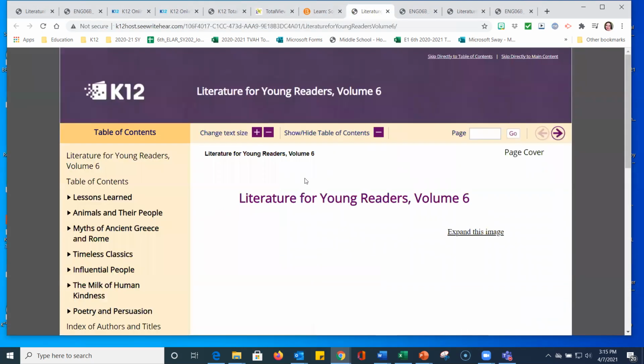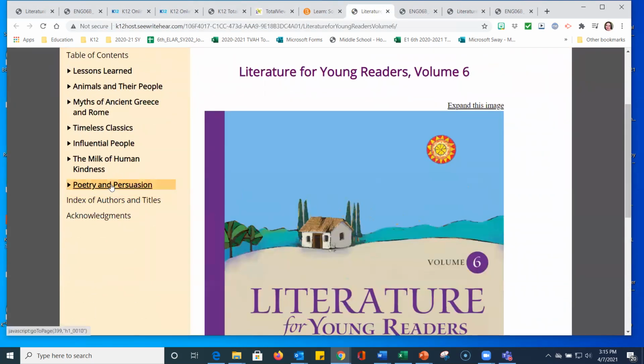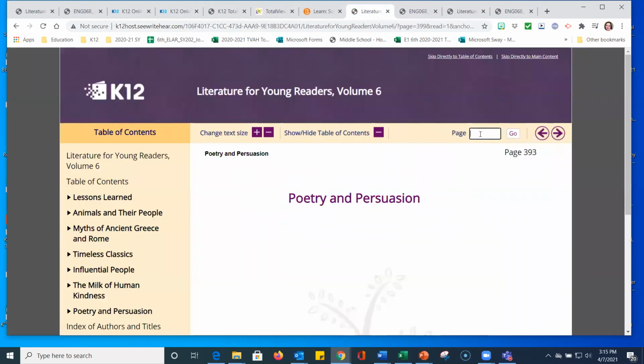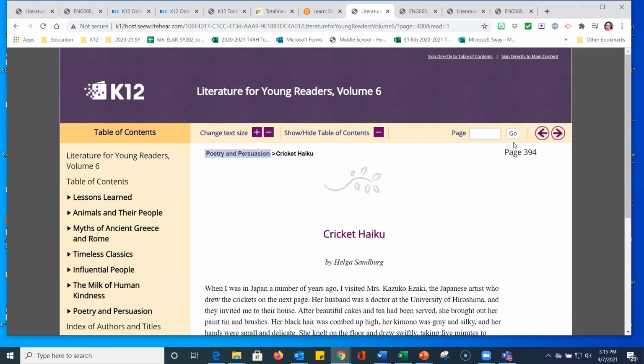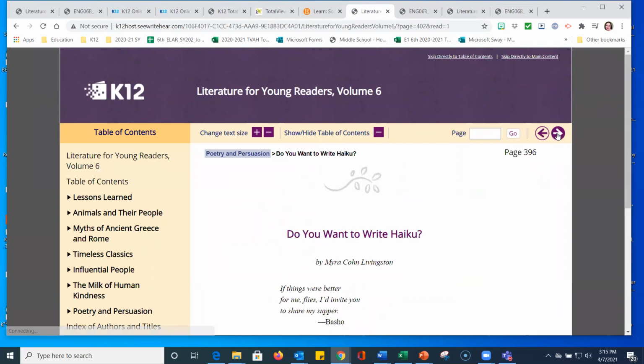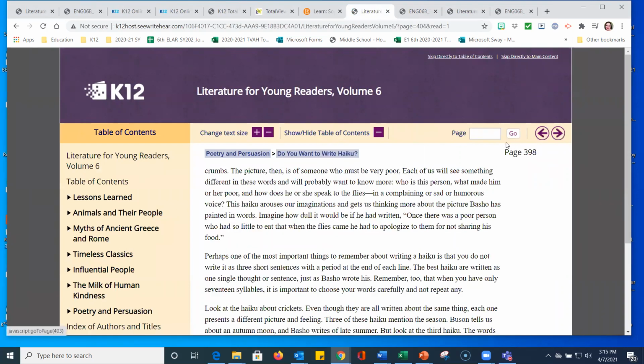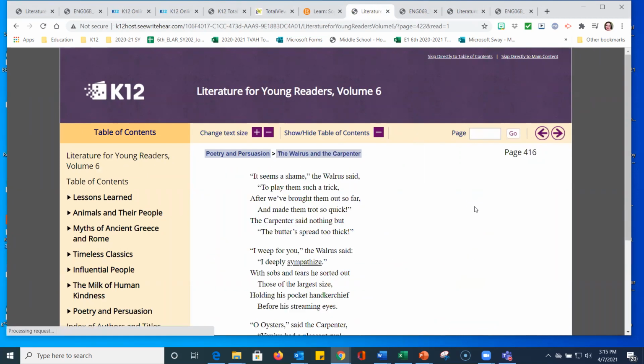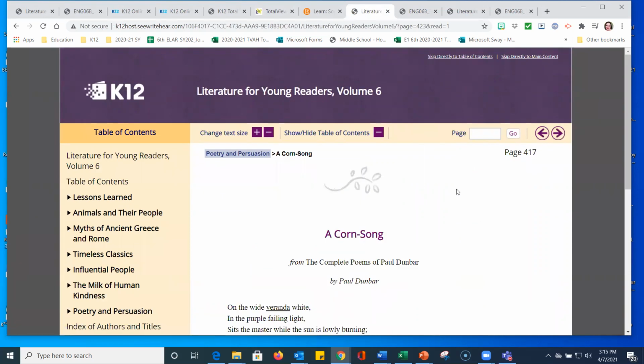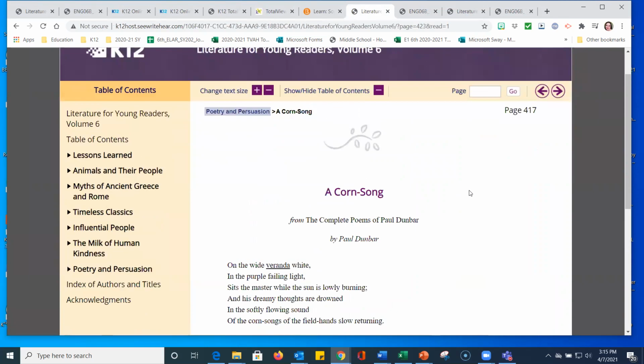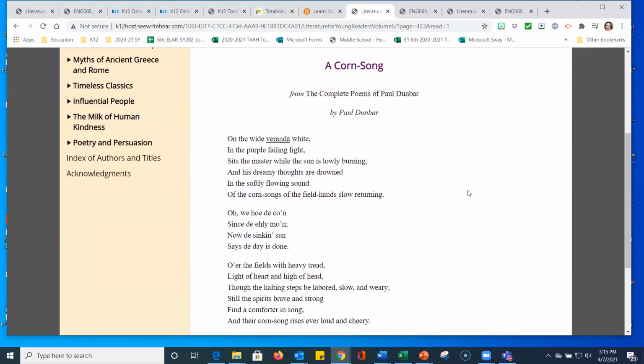And I'm just going to open it up here. Let's see, we ended on 116, I want to say. Maybe it was 416. There we go, A Corn Song. It's going to be on page 417 in your textbook, from the Complete Poems of Paul Dunbar.